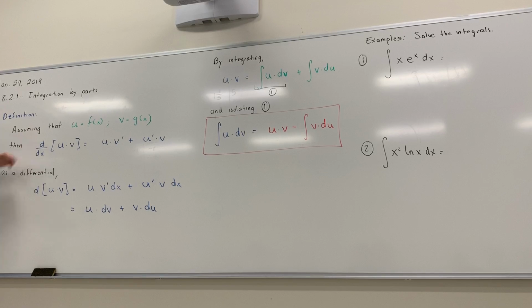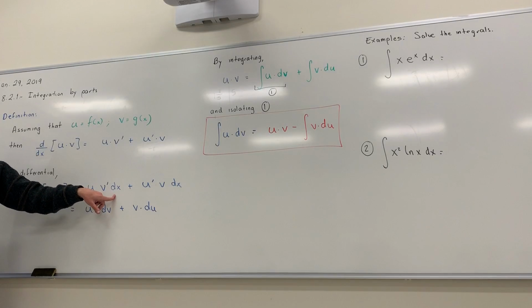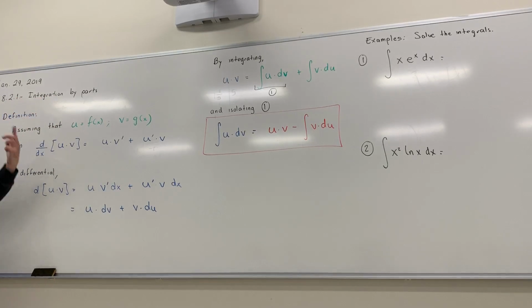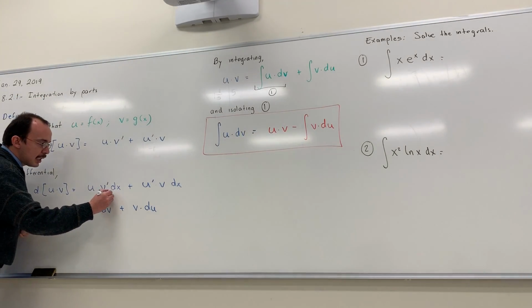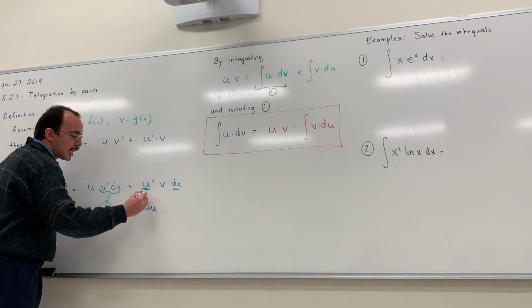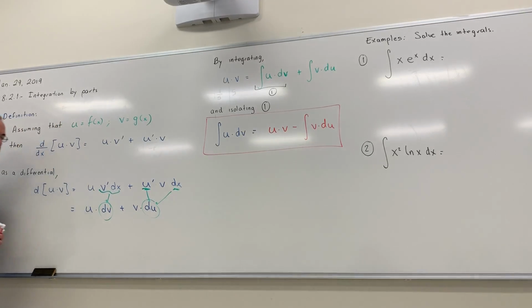Assuming that I want to change this into differential form, remember, I need to put a dx, multiplying each term on the other side. So this one is going to be d of uv, which is the differential, equal to u times v prime dx plus u prime v dx. I just multiply. And v prime dx becomes dv, the differential of the variable v, or the function v. And u prime dx becomes du, the differential of the function u. Do you understand why?